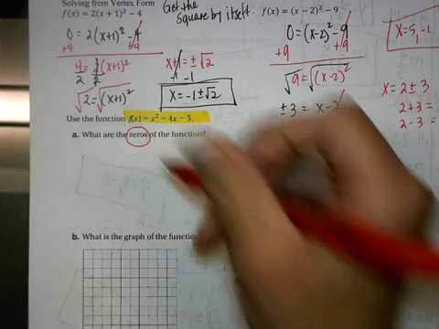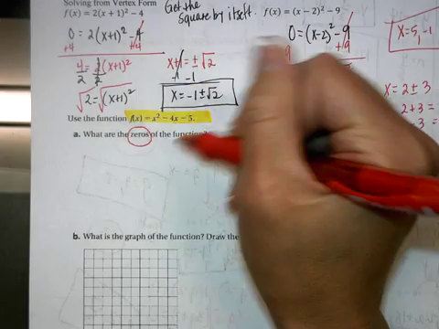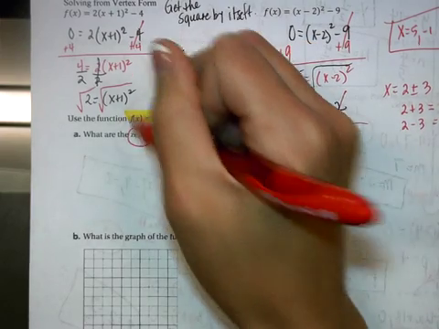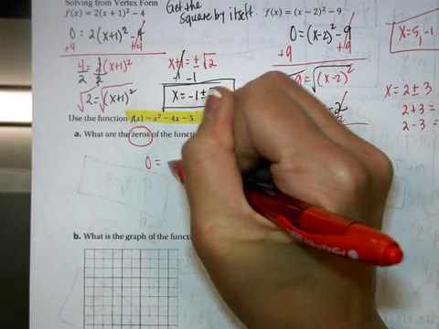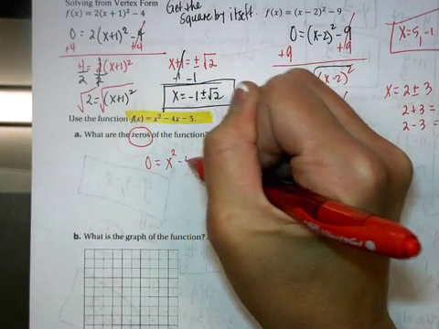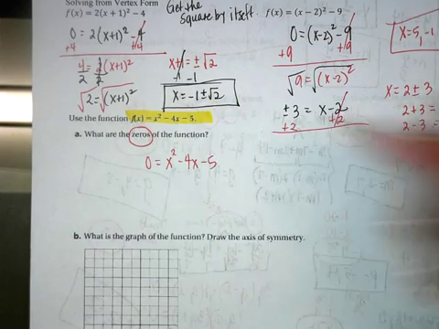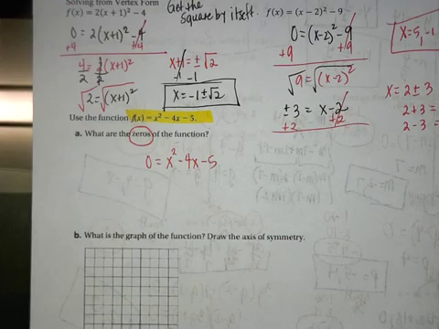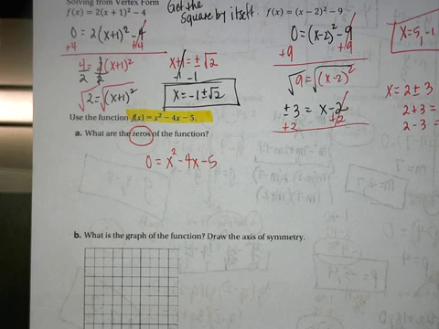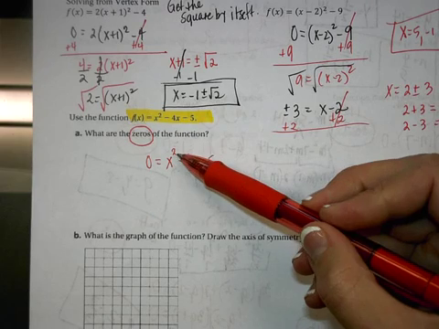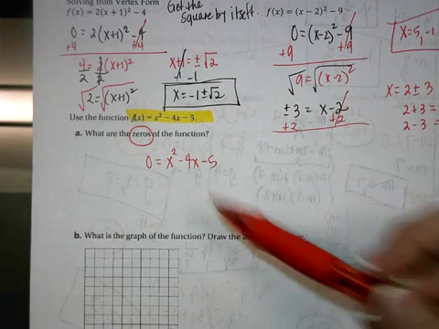You're going to set this equal to 0. Okay, and so we plug in 0 for f of x. So we're going to go 0 equals x squared minus 4x minus 5. And on this one, we're going to have to factor, right? Anytime we have a squared term, the way to solve this is by factoring.